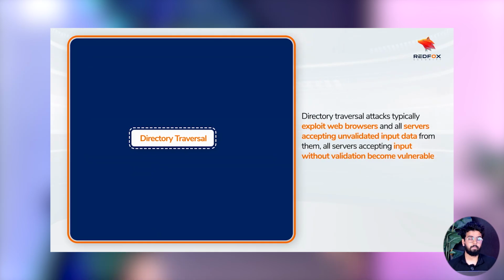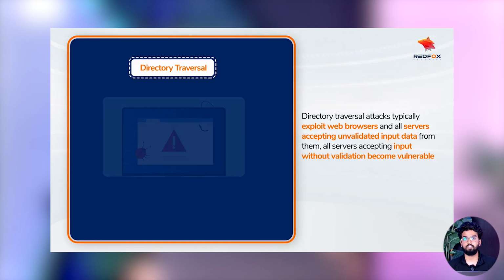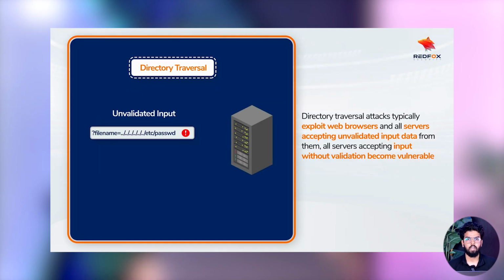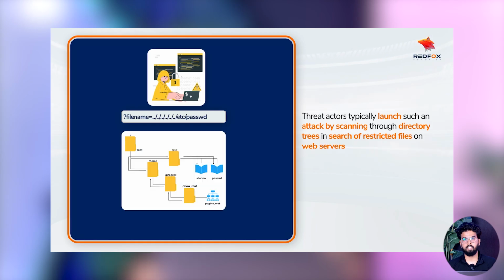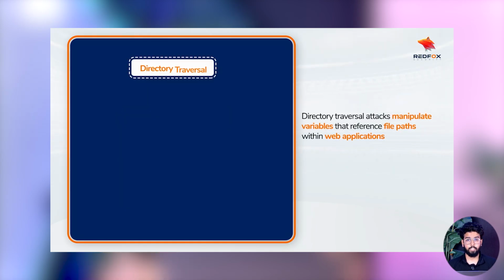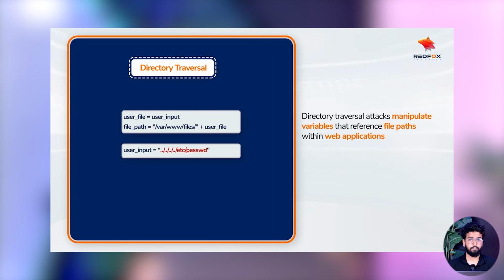Directory traversal attacks typically exploit web browsers and web servers accepting unvalidated input data from them. All servers accepting input without validation become vulnerable. Threat actors typically launch such an attack by scanning through directory trees in search of restricted files on web servers. Directory traversal attacks manipulate variables that reference file paths within web applications.